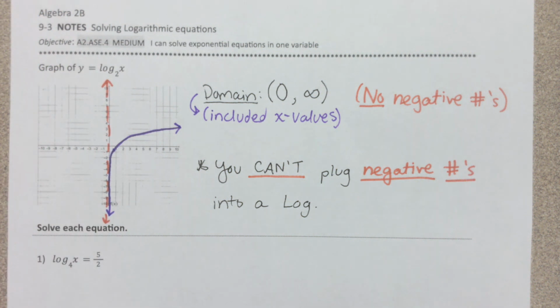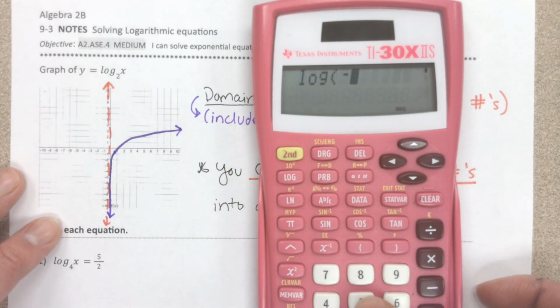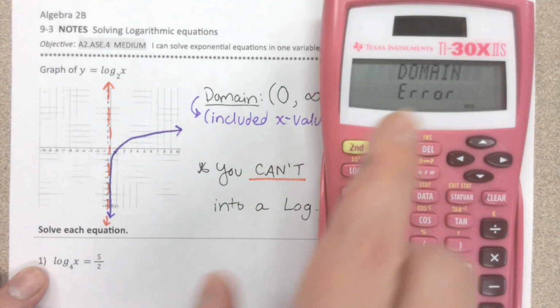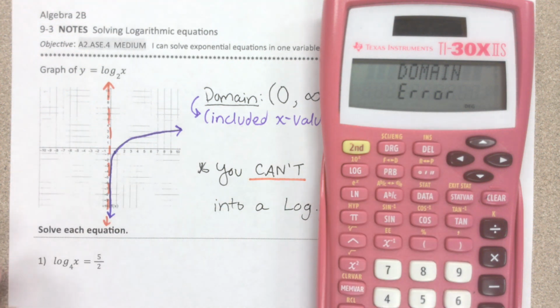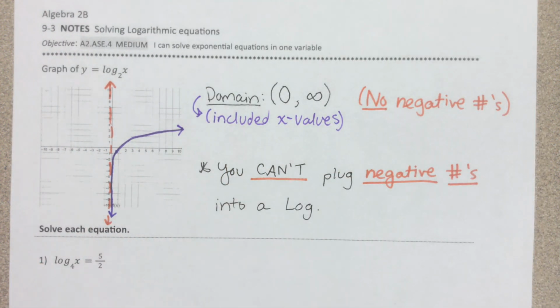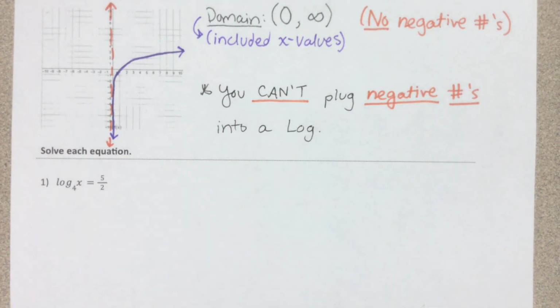But we will get into calculator stuff later just to give you a little hint of what that's going to look like. If you try to put a negative number into a log in your calculator, it will say domain error. And that's exactly what I just showed you here. Domain error, it's not in the domain of the function. You can't do that. So if you ever try, that's what's going to happen. We'll come back to that point later. For now, let's look at some equations to solve.